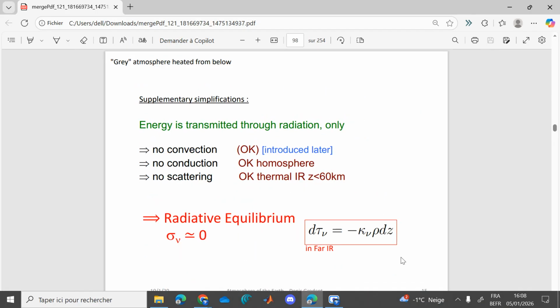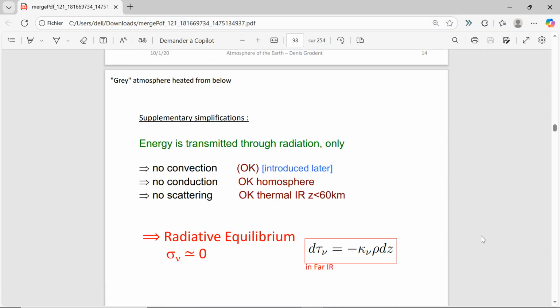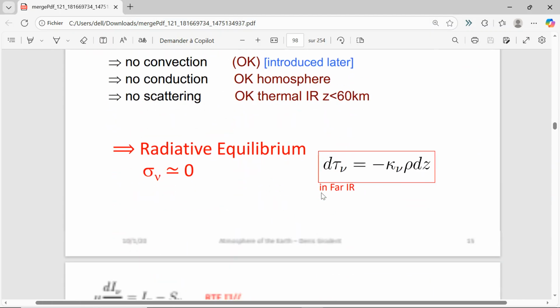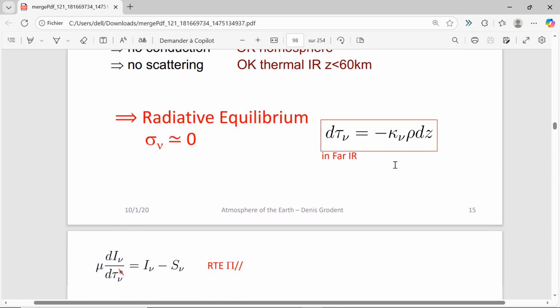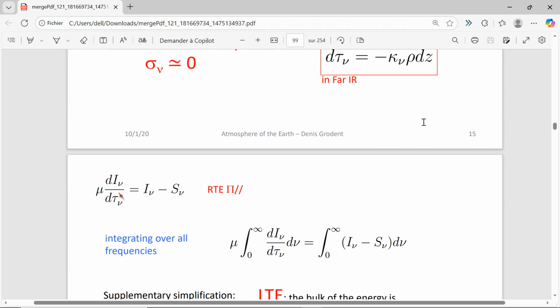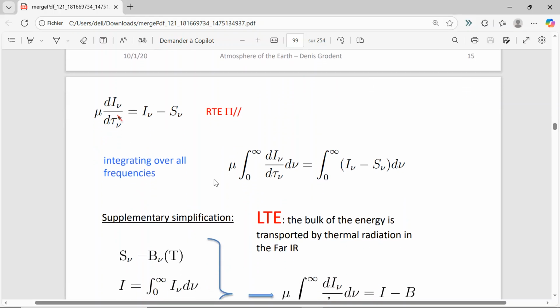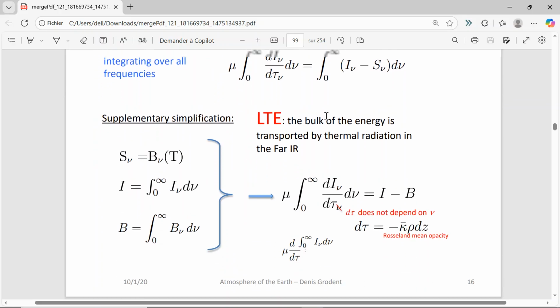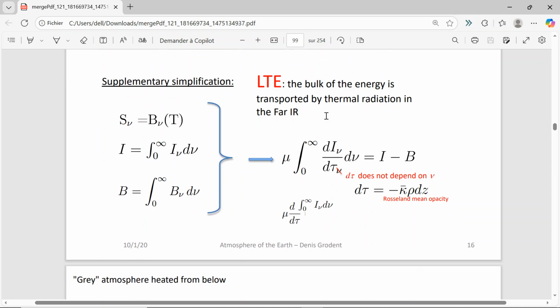So right here, assuming that radiative equilibrium was reached, the scattering coefficient is equal to zero, so the optical depth is now just minus kappa nu rho dz. So we go back to the Schwarzschild equation. Integrating over all the frequencies, this is what we get. If we add another simplification, assuming that the bulk of the energy is transported by thermal radiation in the far infrared, this is quite a decent approximation.